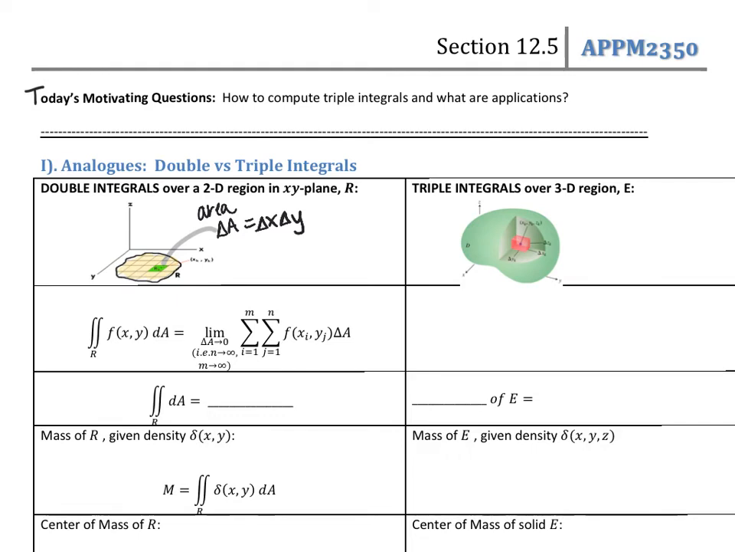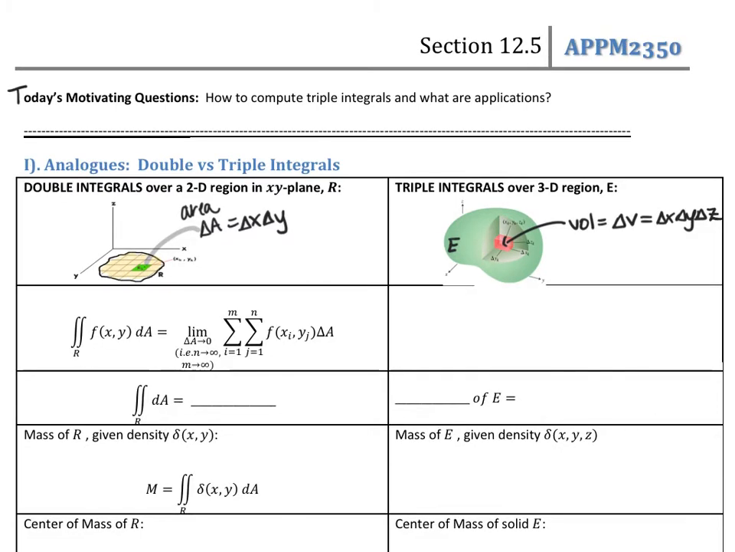The analogy now for a 3D region, this is my 3D region E, is now I'm going to chop it up, not just into sub-rectangles, but into these rectangular boxes. And so each of these is just going to have a little volume. This is the volume of just one of these little boxes, delta V, and that's now going to be delta x, delta y, delta z, if I'm doing this in Cartesian coordinates.